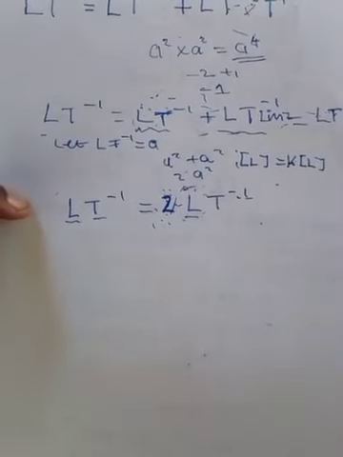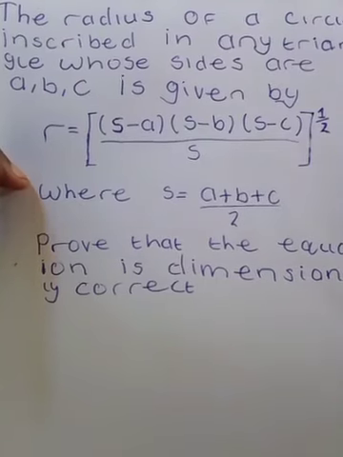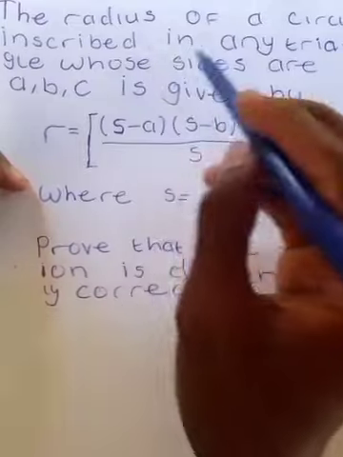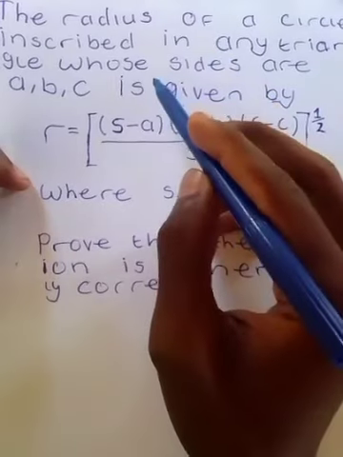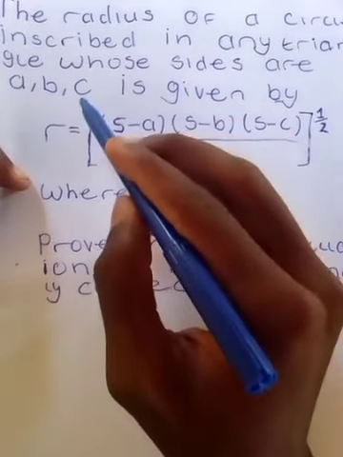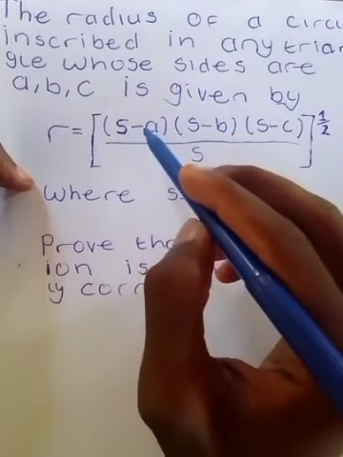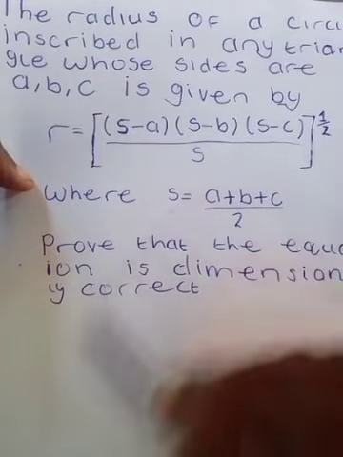So now I've gone back to the question. I'll read it again. The question is saying that the radius of the circle inscribed in a triangle whose sides are a, b, c is given by the equation, as you can see, where s is equal to a plus b plus c, blah blah blah. And then they now want us to prove that.